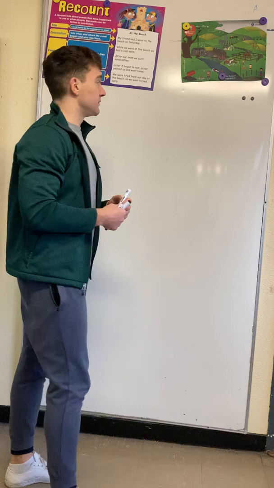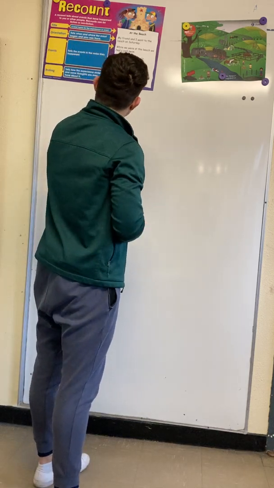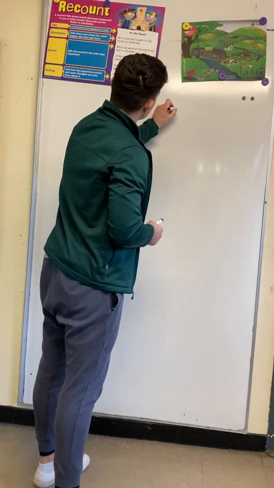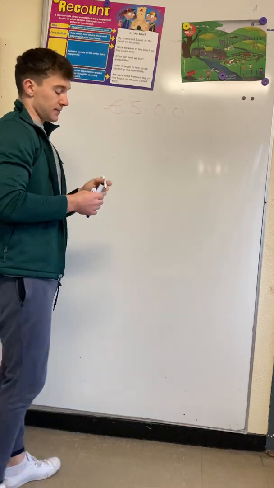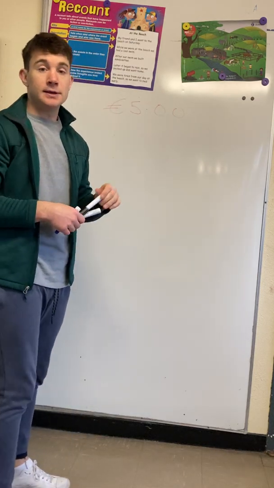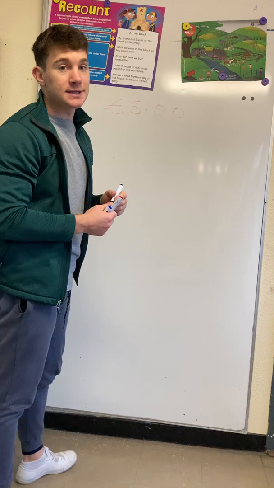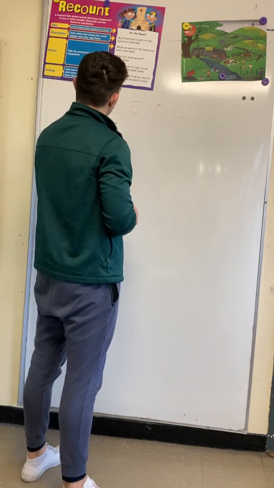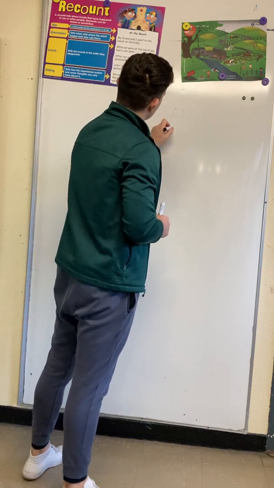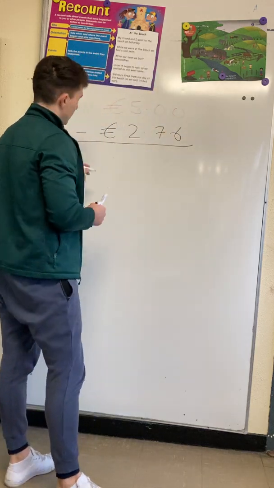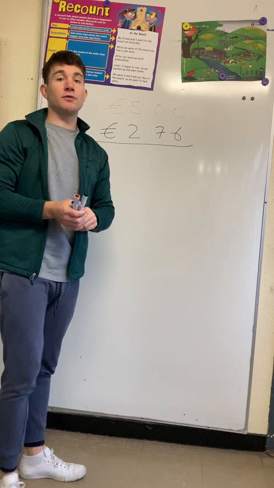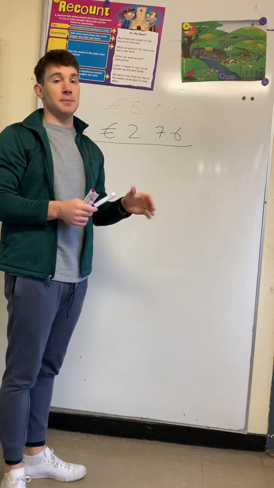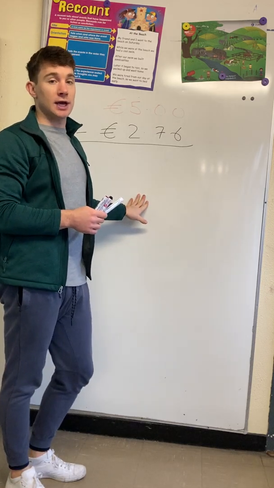So the whole idea was you got €5. I hope you can see the red marker, €5, and you spent a certain amount of money. In number one, you spent €2.76. Now, if you have a rough work template, which I would recommend, or a piece of paper, you can do this as a subtraction sum.